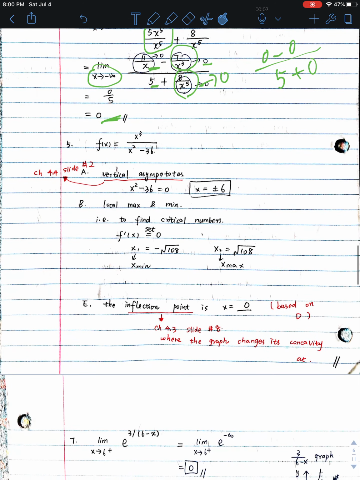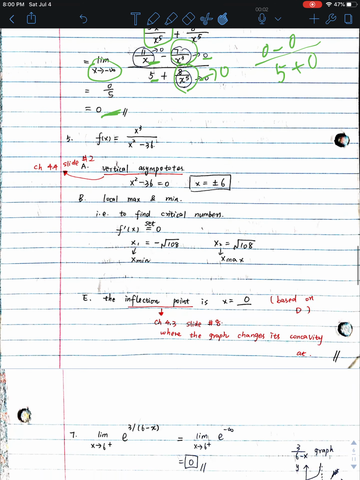And for question 5, the given function is f(x) equal to x cubed divided by x squared minus 36. To find the vertical asymptotes, we just let the denominator equal 0. So x squared minus 36 equals 0. So we can find x can be positive or negative 6.